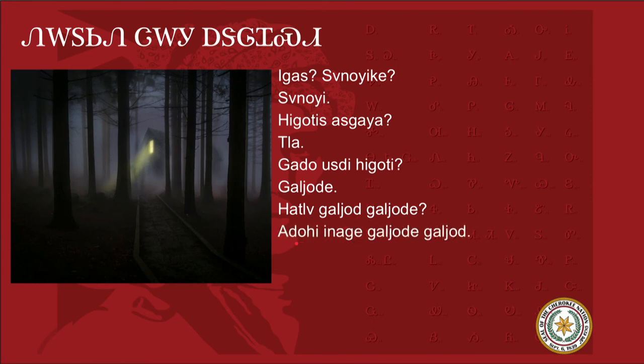So here we have adohi inage galjode. That's kind of a goofy sentence. Adohi is like the woods, right? Adohi inage. Inage again is just like noi inage, the wilds of the sand. This is the wilds of the woods. So adohi inage galjode. So the house is standing in the woods.